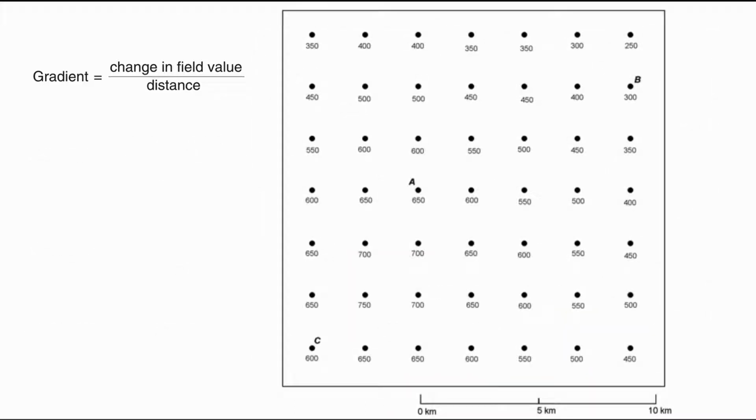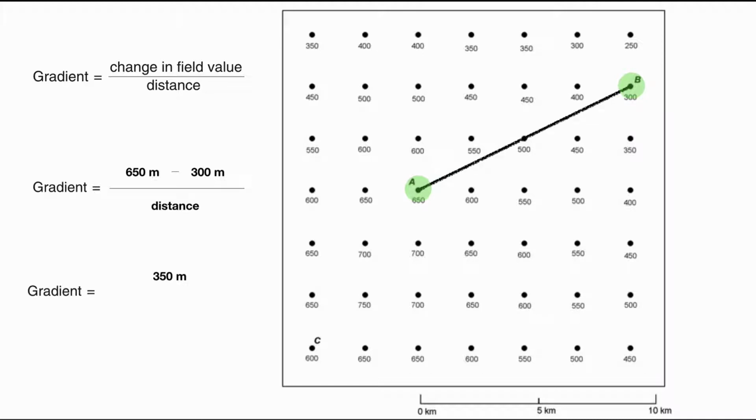Working with the same formula, these are elevations. So this is a map showing elevation, height above sea level. And the gradient we want to know is the gradient between points A and point B. So let's look at the values. Point A is 650 and point B is 300. The difference between those two is 350 meters.